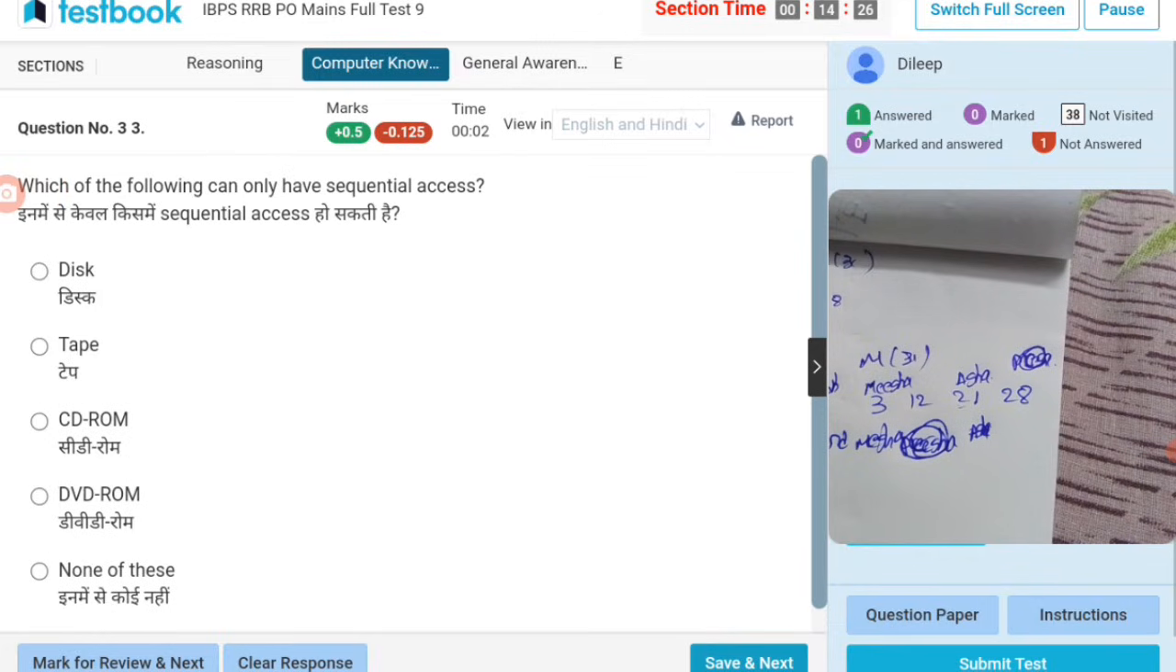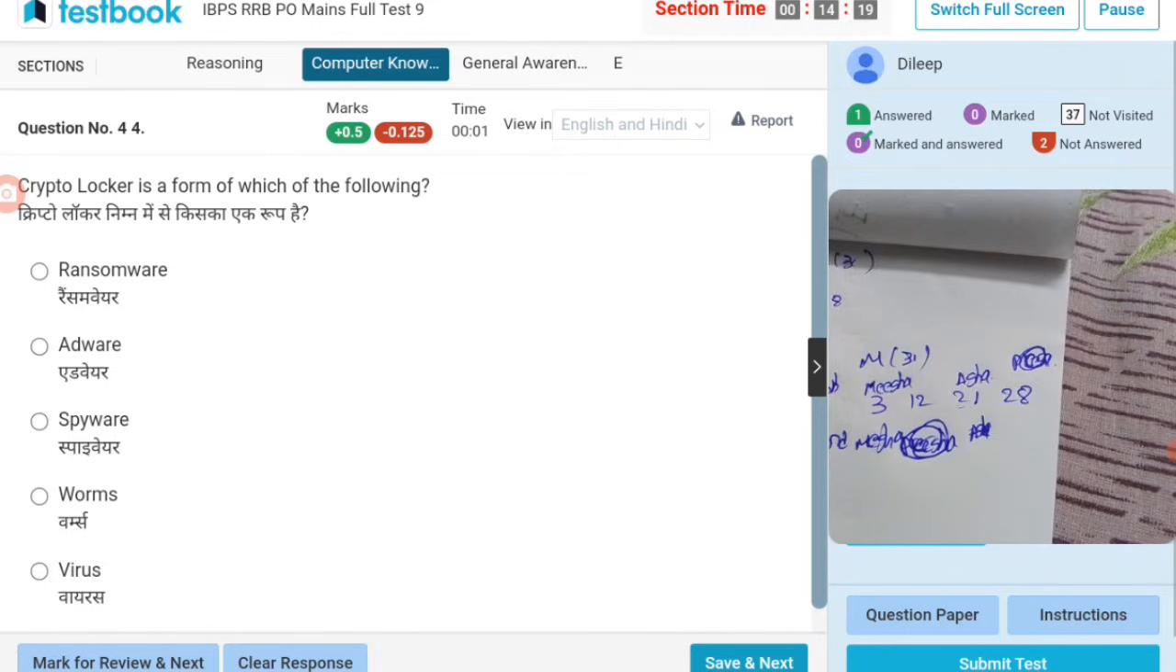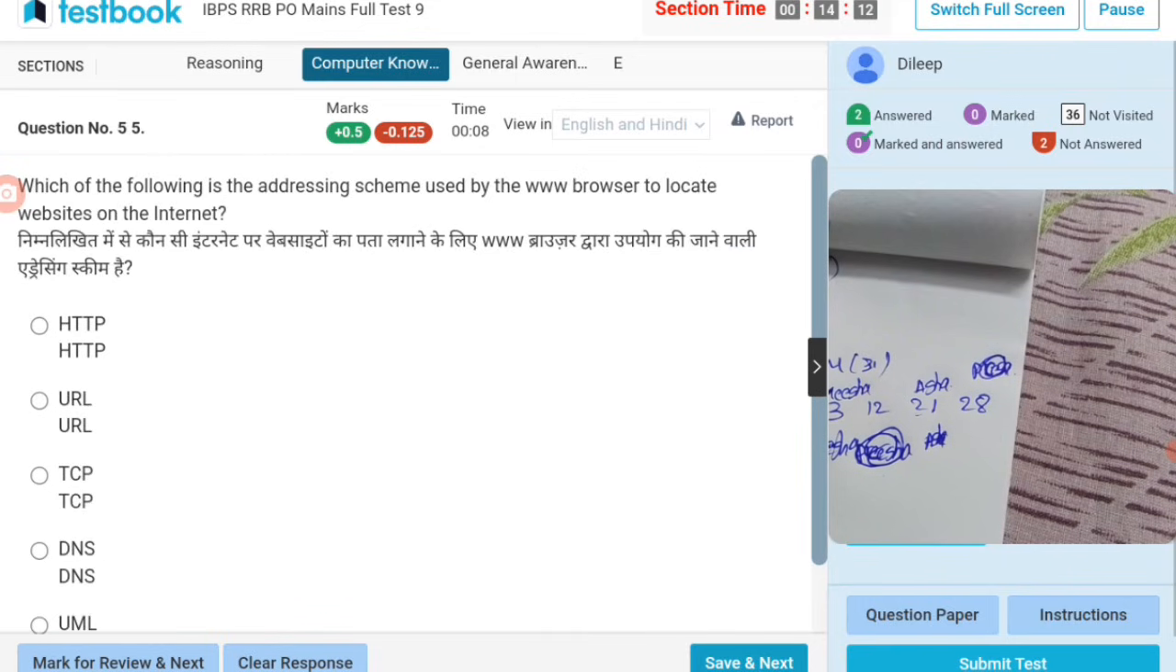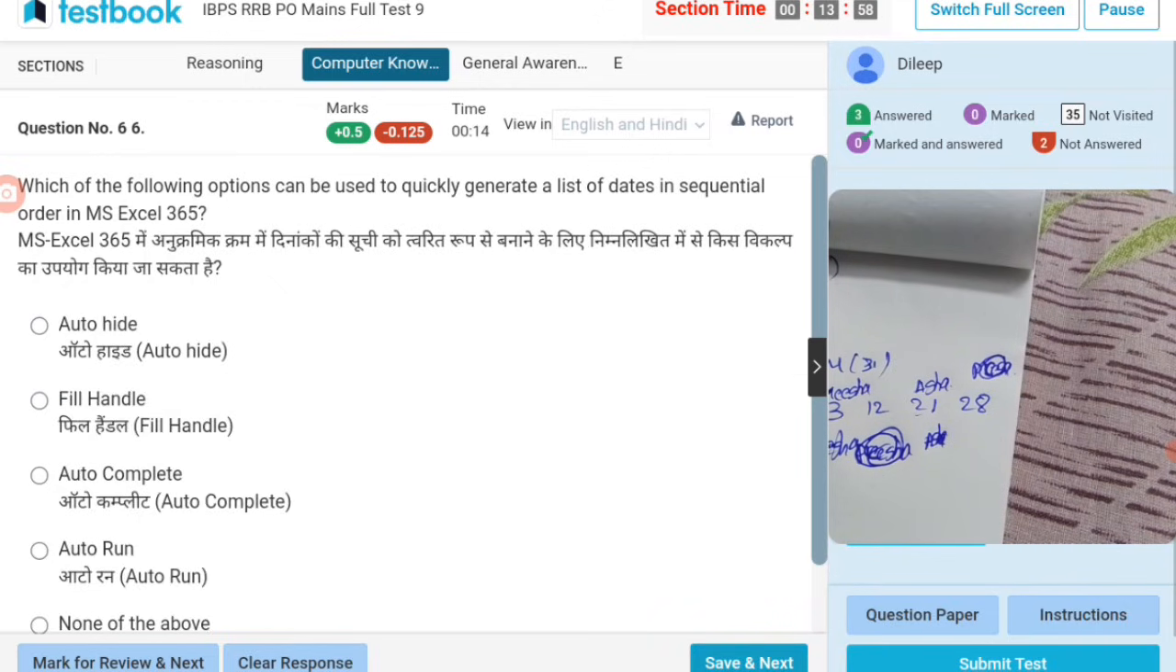Which of the following can only have sequential access? CryptoLocker is a form of which of the following? Which of the following is the addressing scheme used by a web browser to locate websites on the internet? Which of the following options can be used to quickly generate a list of dates in sequential order?